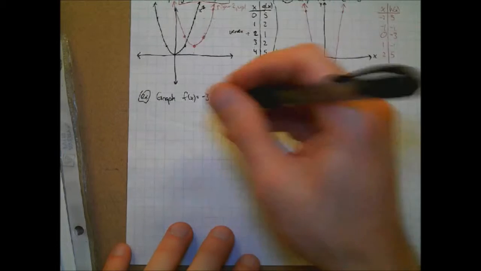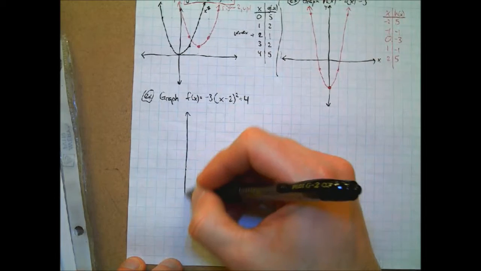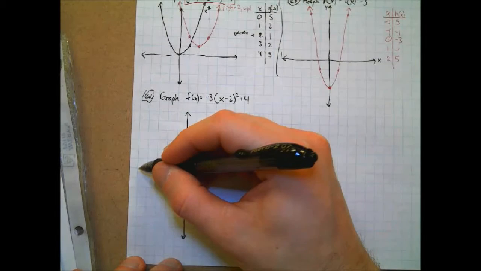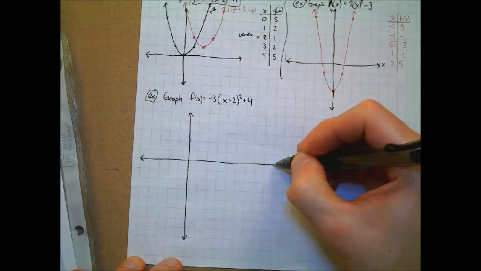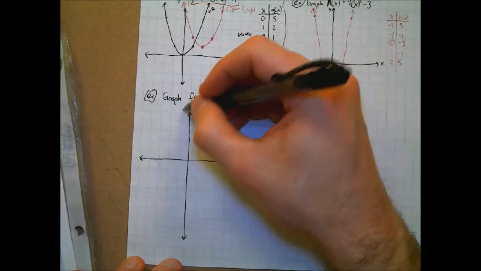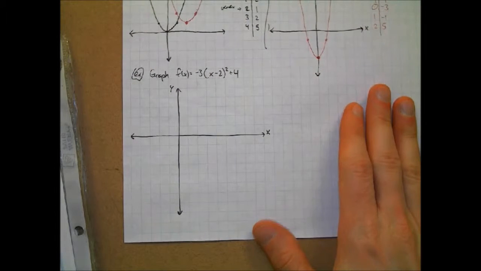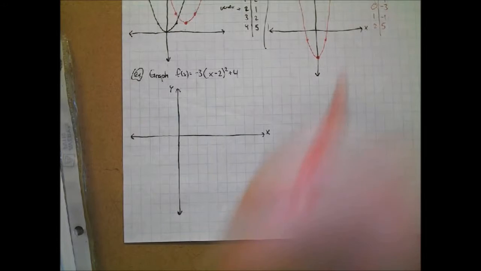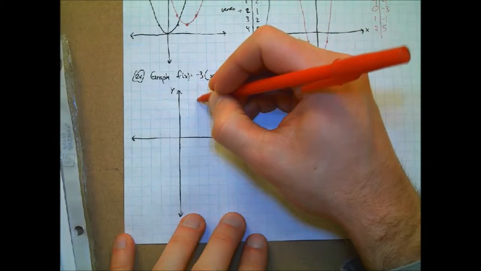So, go ahead and draw my axes. I'm going to draw this one pretty big because I think we'll need the space. All right, how does our vertex transform? How should we shift our vertex? Right 2 and up 4, whichever order you want to do. Right 2, up 4. There's our new vertex.